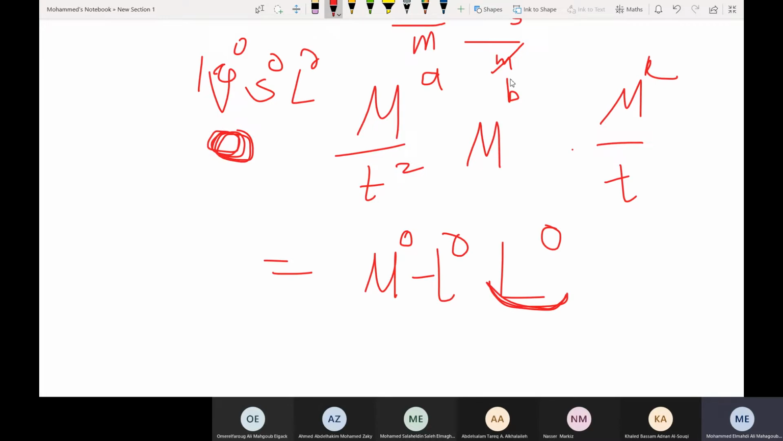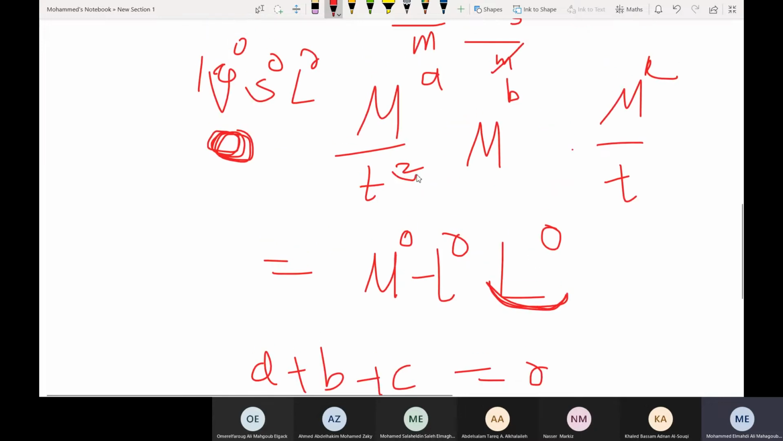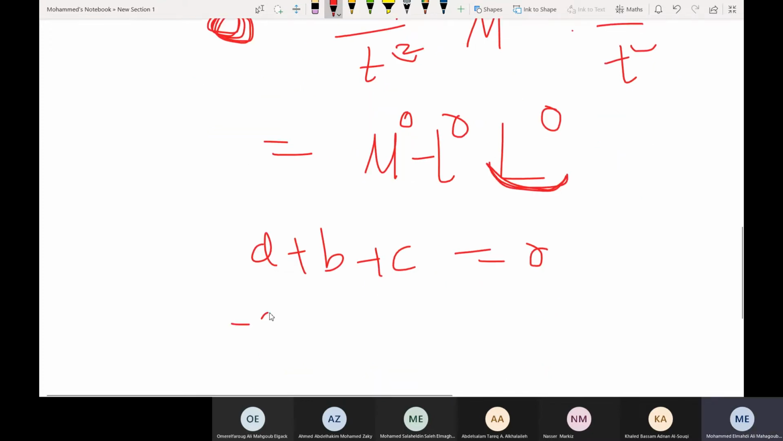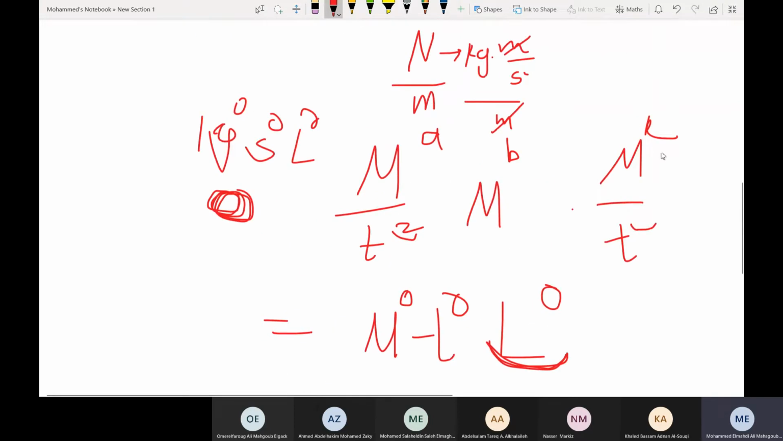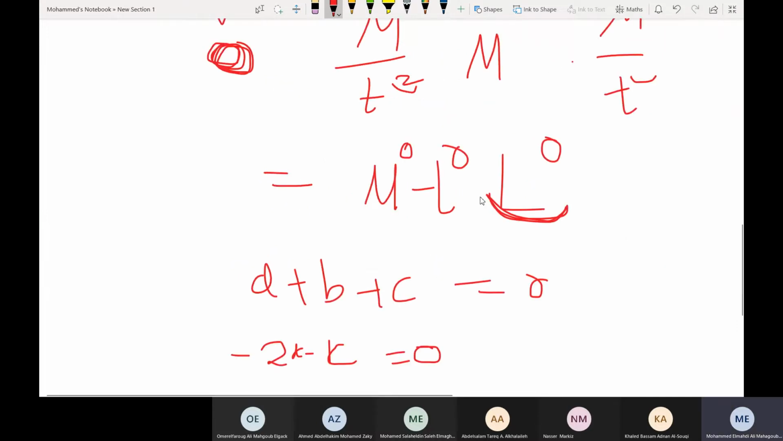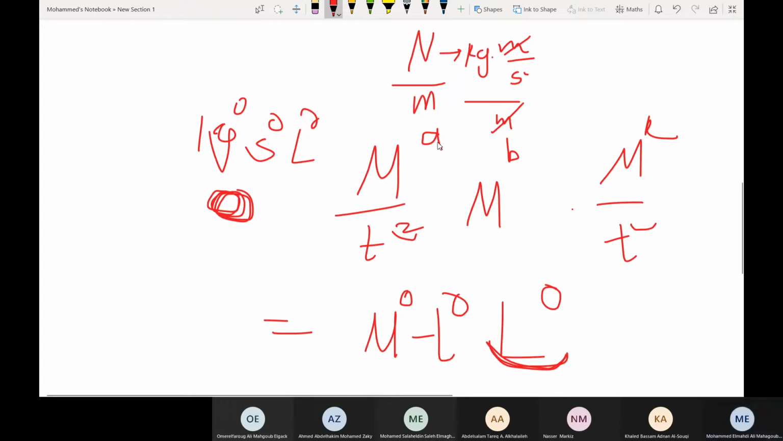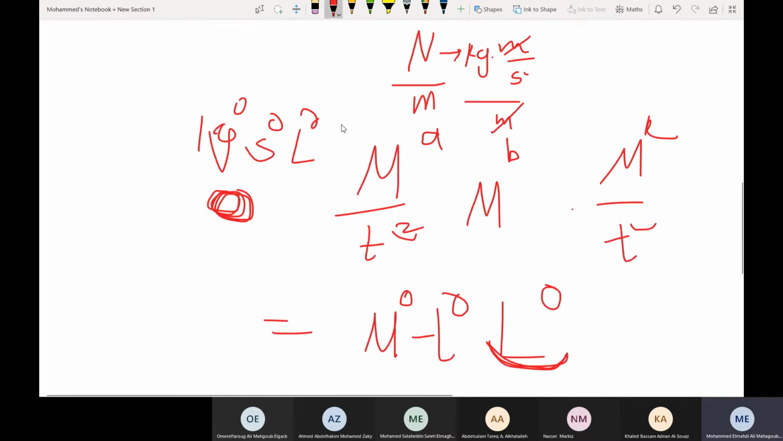And then we have here A plus B plus C should be equal to zero. And then we have minus two minus one should be equal to zero, minus two A. Okay, don't forget to multiply by the A. Or minus one C, minus C should be equal to zero. Okay, A, B, C. And L, okay, L should be equal to zero.